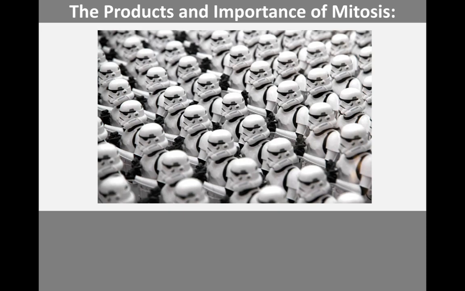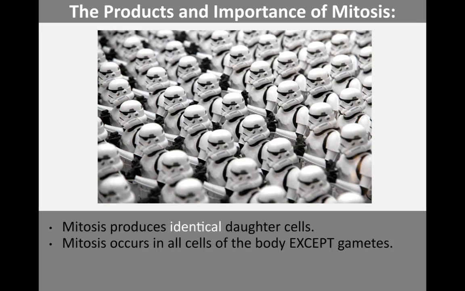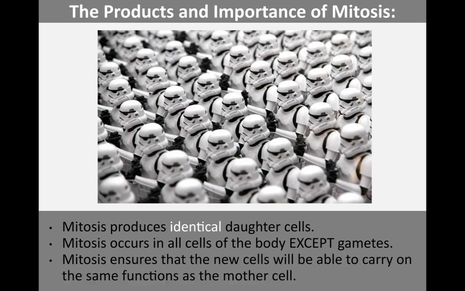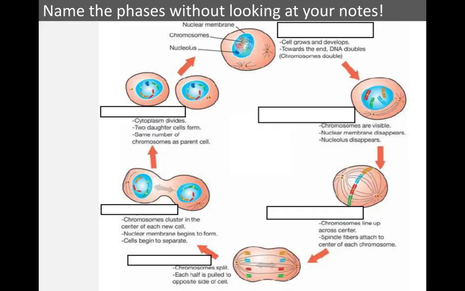So what are the products and the importance of mitosis? Well, mitosis produces identical daughter cells. Mitosis occurs in all cells of the body except gametes. And gametes are going to be your sex cells, sperm and eggs. Those are used for reproduction, and they have a special process that they go through in order to be replicated. But mitosis then ensures that the new cells are able to carry on the same function as the mother cell. Thus, this comes back to that whole important part of replacement, repair, growth, and then asexual types of reproduction.